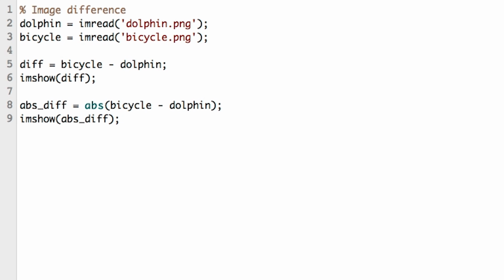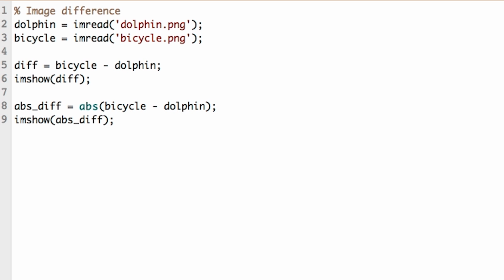Let's see how different the two results are. Wait a second, these two don't look different. In fact, they're exactly the same. What's going on? Let's take a closer look at our code, especially this line.